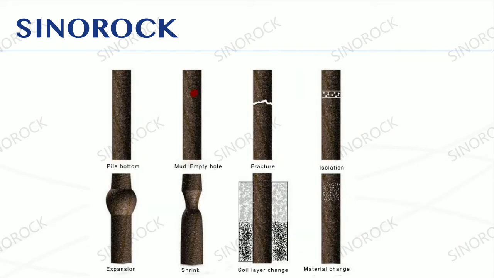These are the types of problems that can be detected by PIT methods. For the following common types of defects, low-strain testing can have obvious responses: pile bottom, mud, empty hole, fracture, isolation, expansion, shrinkage, soil layer change, material change.